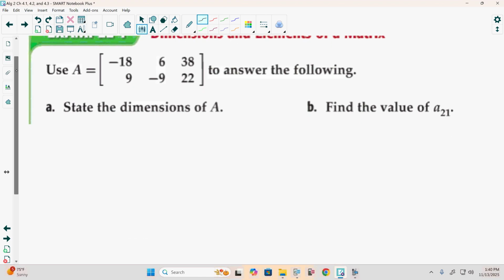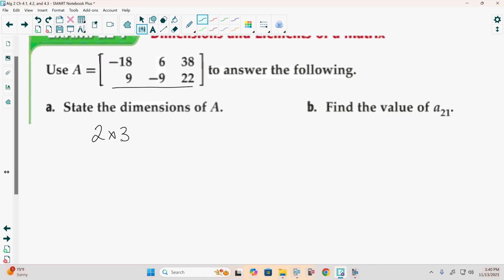So if we were looking at this here, use matrix A to answer the following questions. If we wanted to know the dimensions of this here, it would be what? We have 2 rows by 3 columns, so it'd be 2 by 3. Questions on part A?